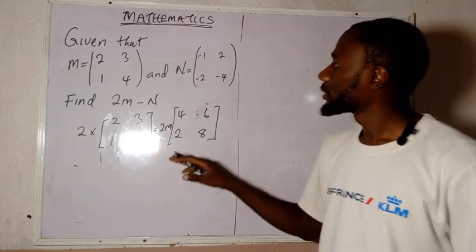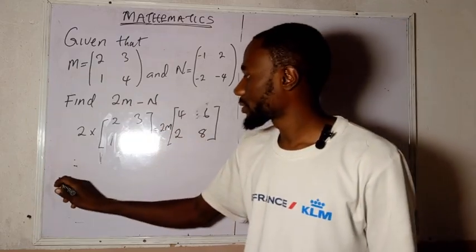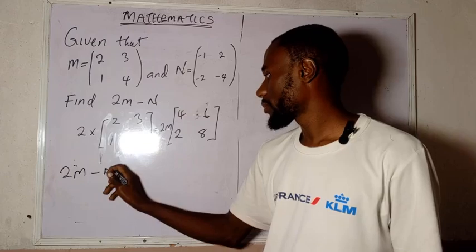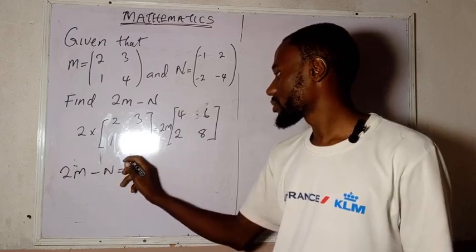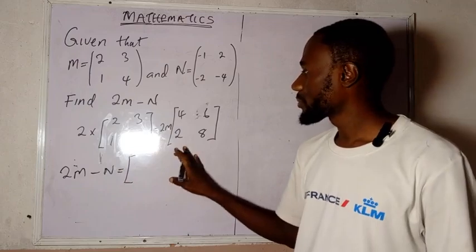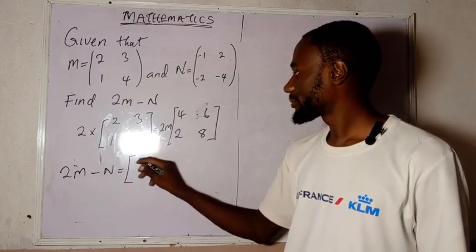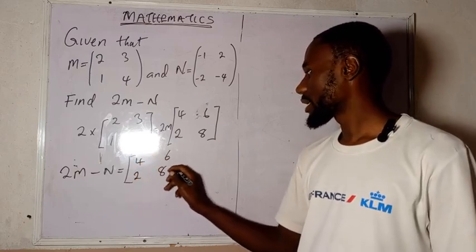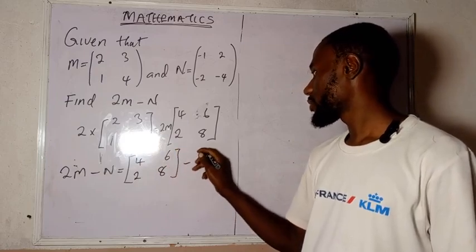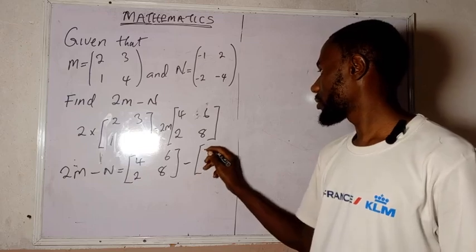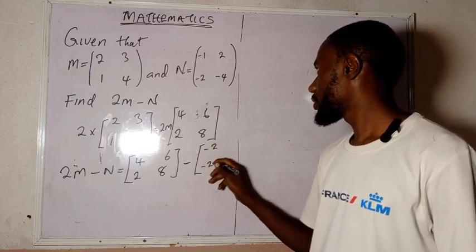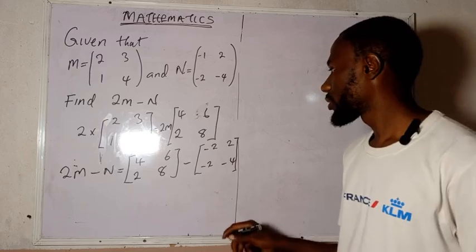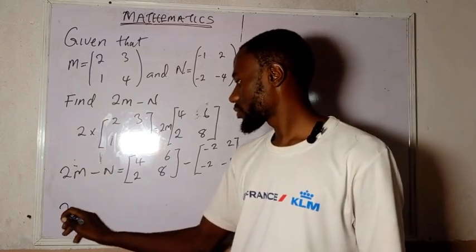Then 2M minus N is equal to, we write 2M. This is 2M, it's not M. This is [4 2; 6 8] minus [2 -2; 2 -4].